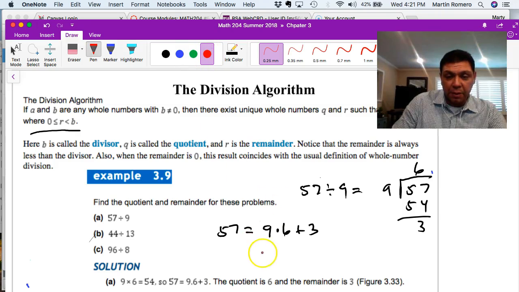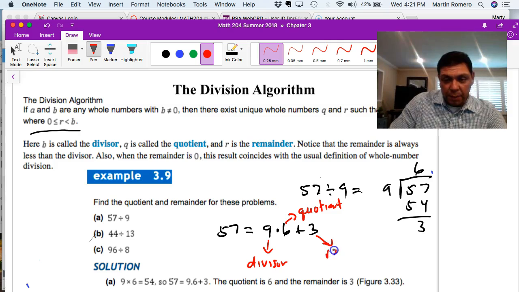And what is happening here is this 9 has a special name. That 9 is called the divisor, because that's what's dividing into 57. 6 has a name that's called the quotient. And then 3 has a name, that's the remainder.